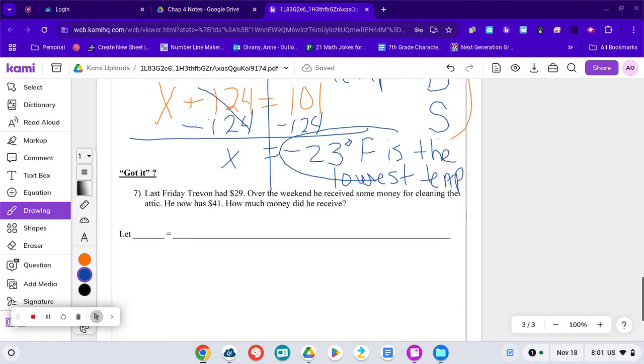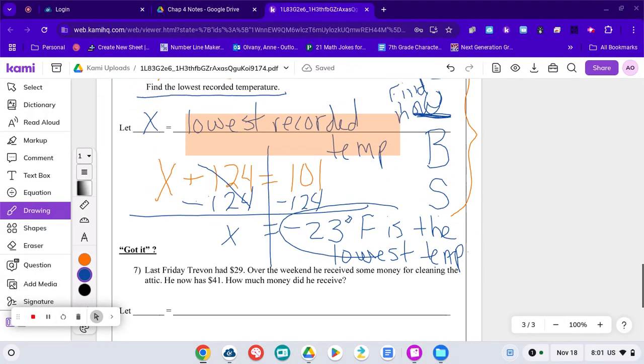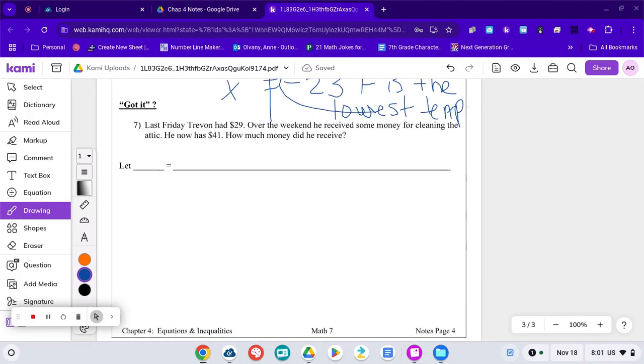All right, great. Next one, again, I'm going to remind you to keep this process of CUBES in mind, especially if you're confused. All right. Last Friday, Trevon had $29. Over the weekend, he received some money for cleaning the attic. He now has $41. How much did he receive?